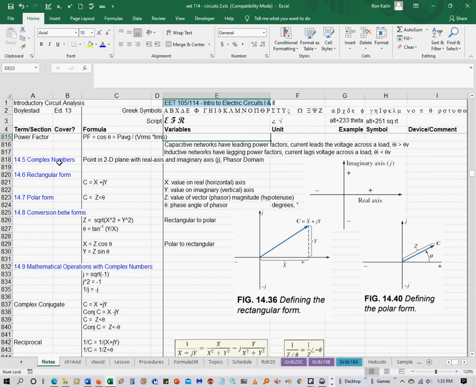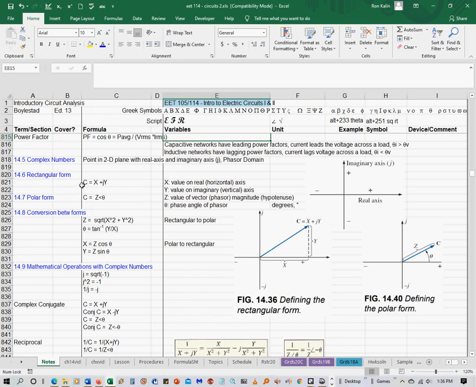We're going to be using complex numbers to represent those elements and to represent the voltages and currents through them and across them. A complex number is a point in the 2D plane with a real axis and an imaginary j-axis, also called the phasor domain. This is what it looks like here. Your horizontal axis is your real axis, with the plus side and the negative side. And then the imaginary j-axis also has a plus side and a negative side.